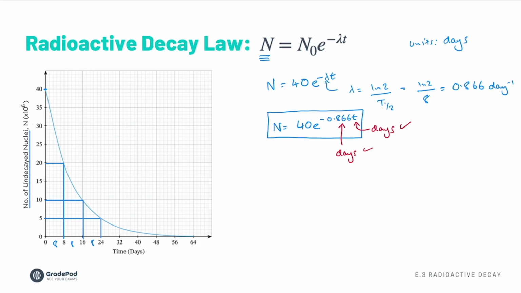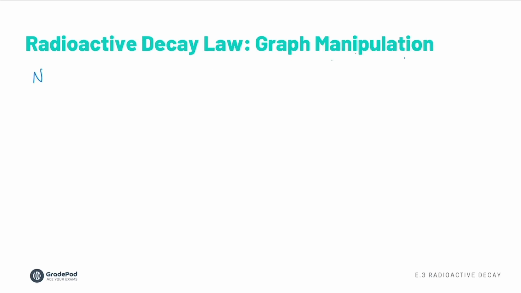Going back to what we talked about in the last slide, if our decay constant was smaller, the chance of it decaying per day would be smaller. And we'd see that we'd start with the same number of undecayed nuclei, but it would take longer for them to decay. In the last slide, we saw that radioactive decay could be modelled by this equation here. And we saw that the graph looked like this.